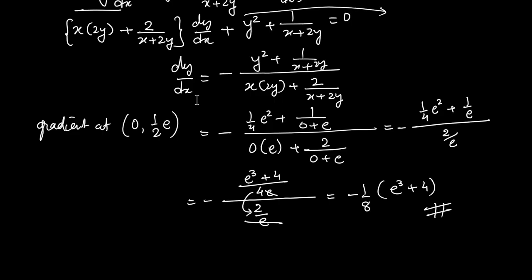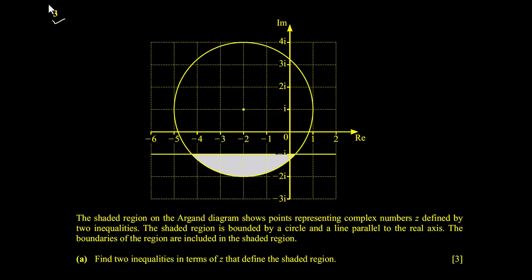Let's discuss the next question. And here is question number 3. The shaded region on the Argand diagram shows points representing complex number z defined by two inequalities. The shaded region is bounded by a circle and a line parallel to the real axis. So the boundaries of the regions are included in the shaded region. There is some information given, and we need to find the two inequalities in terms of z that define the shaded region.